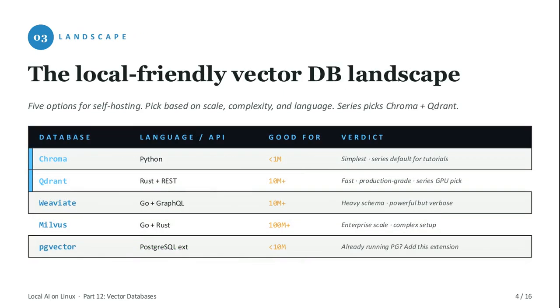Now, which database? There are 5 reasonable choices for self-hosting, and the right pick depends mostly on scale and what's already in your stack. For this series, we're going with 2, Chroma, because it's pure Python and perfect for tutorials under 1 million vectors, and Qdrant when we need real throughput and GPU acceleration. Weaviate and Milvus are powerful but heavier than we need, and PG Vector is the obvious move if you're already running Postgres. Just add the extension and you're done.